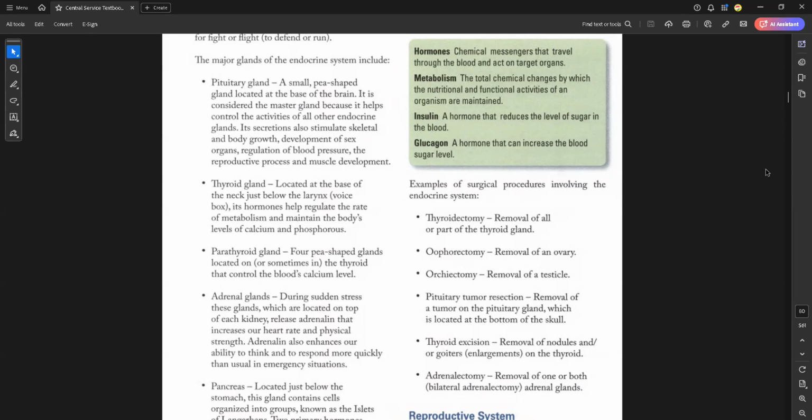Orchiectomy, you see? So that is the removal of a testicle. And then we have pituitary tumor resection, removal of a tumor on the pituitary gland. So these are some of the surgical procedures that are associated with the endocrine system. All right. Next one, please.